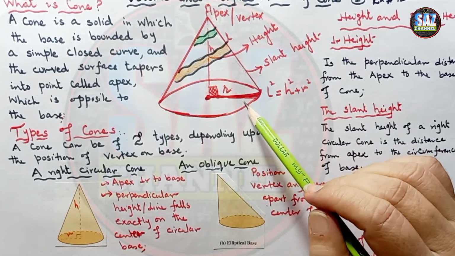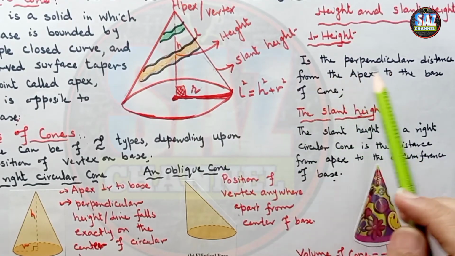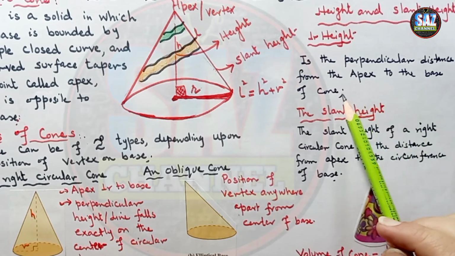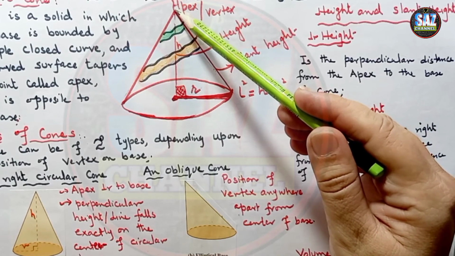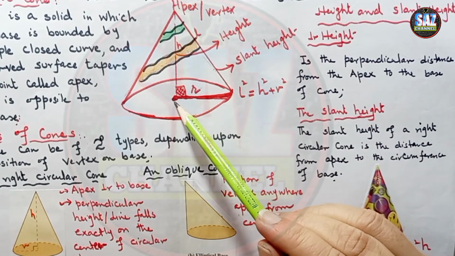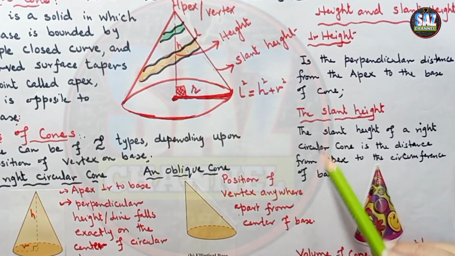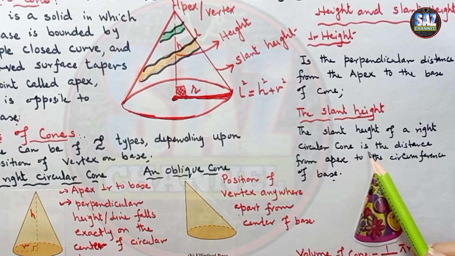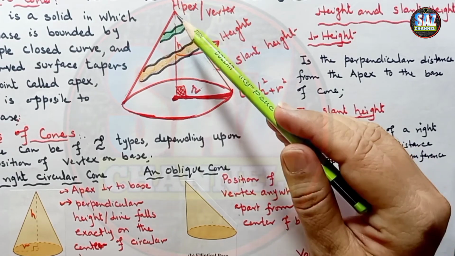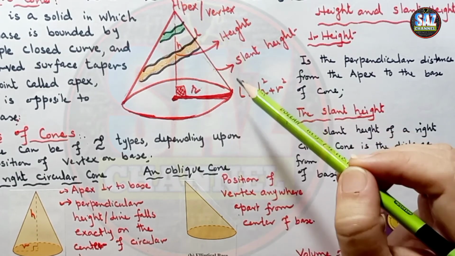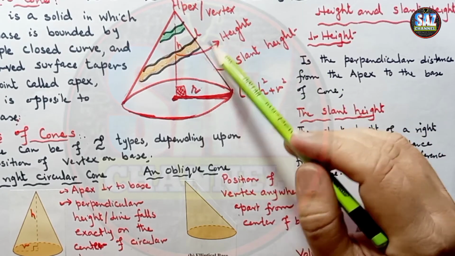When we talk about the height or perpendicular height of the cone, perpendicular height is the distance from apex to the base of the cone. So perpendicular height is the distance from the apex, this vertex, to the base of the cone, and it's mostly marked with letter H. Then the slant height of the right circular cone is the distance from apex to the circumference of base. So the distance from this point to the circumference of the base is called the slant height, and mostly it's marked with letter L.